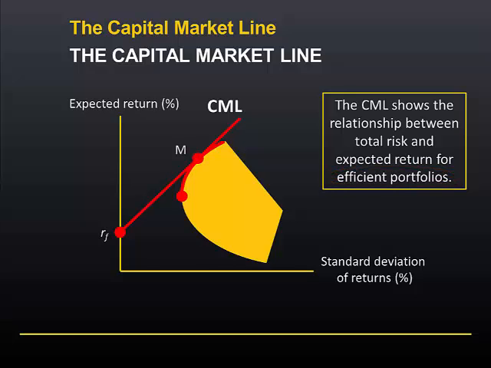The point at which the CML touches the old efficient frontier is referred to as the market portfolio, or M. It represents an investment in every possible asset in the market. We'll come back to the market portfolio in a later module.